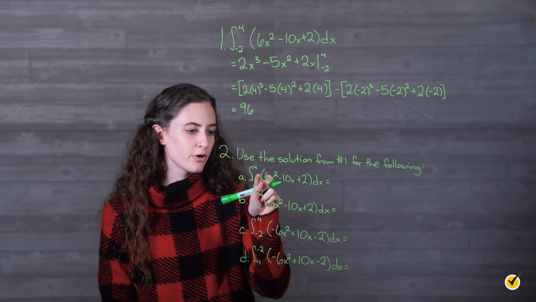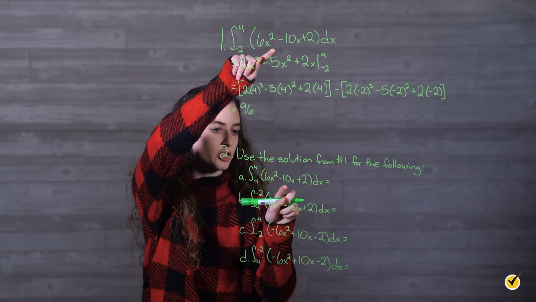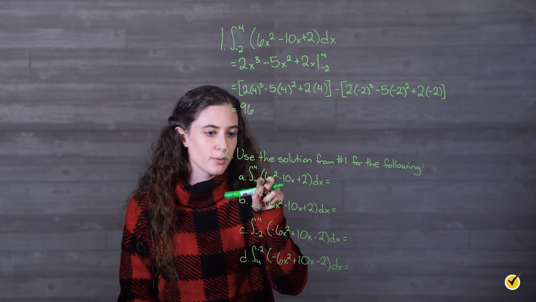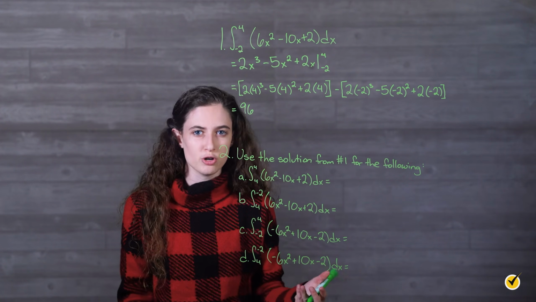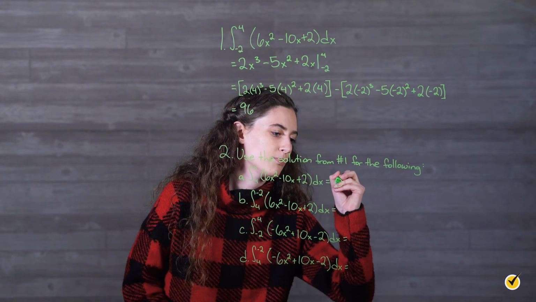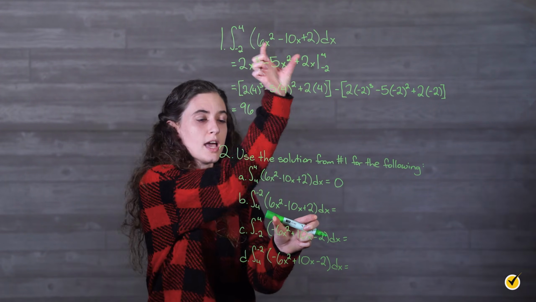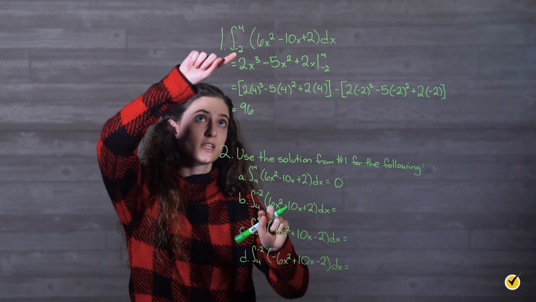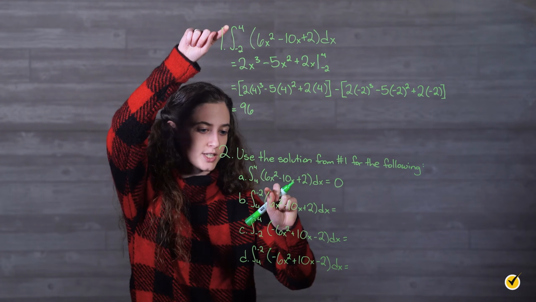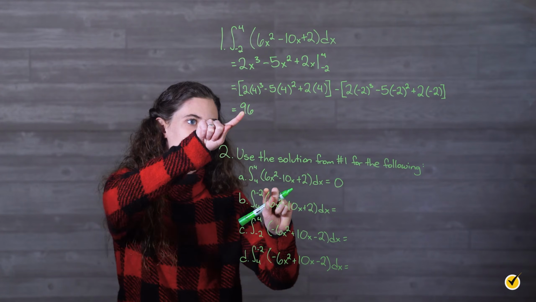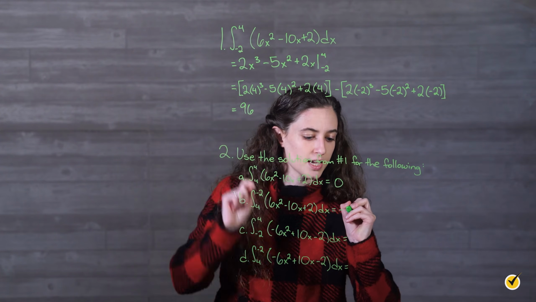So for part A, we're going from 4 to 4 of this same expression up here. But when we go from one number to the same number, that means we're covering no distance, so it's equal to 0. For B, we have the same expression, except our limits are switched. So instead of from negative 2 to 4, we have from 4 to negative 2. So that means we're going to take this answer and make it negative. So we have negative 96.